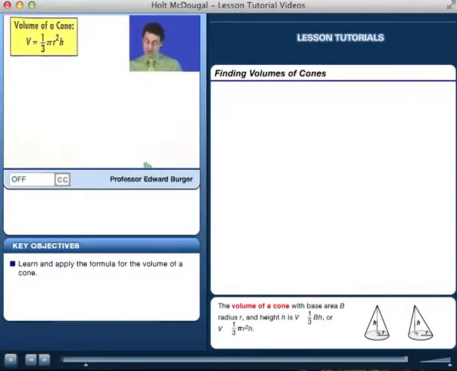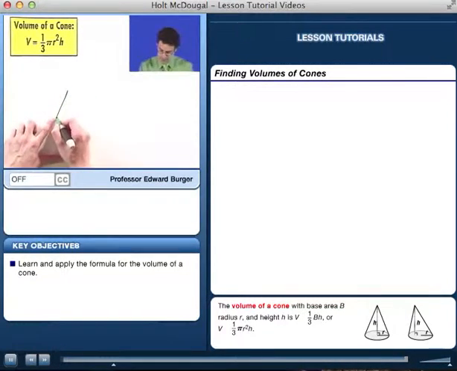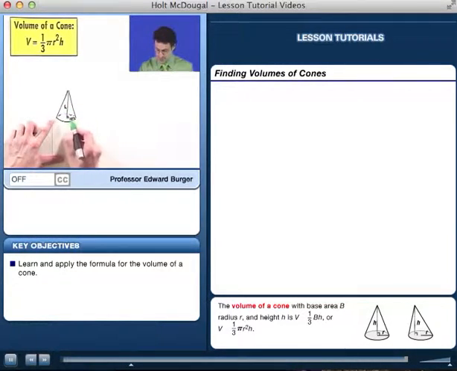So it looks very similar, in fact, to the volume of a pyramid, because we have 1/3 the area of the base times the height. In fact, it's the same philosophy. Let's draw a little picture of this so you can see what all the players look like. So this height is that perpendicular height right in the center, and the radius, of course, is the radius of the base. Let's try an example.